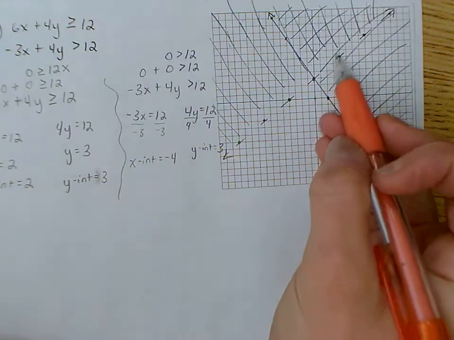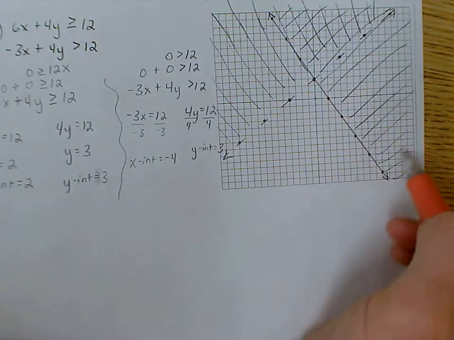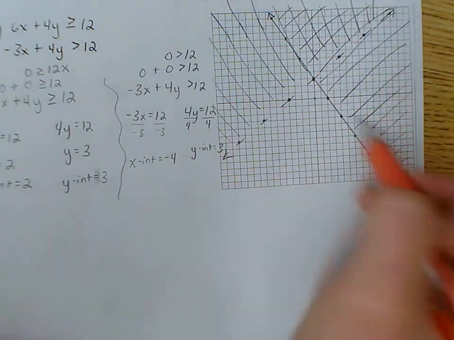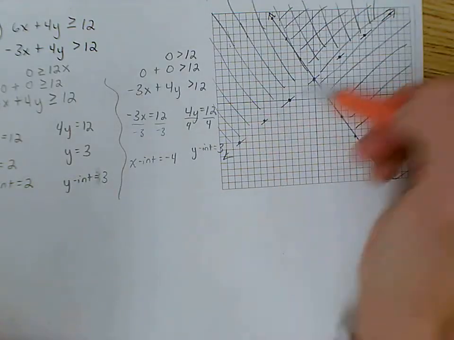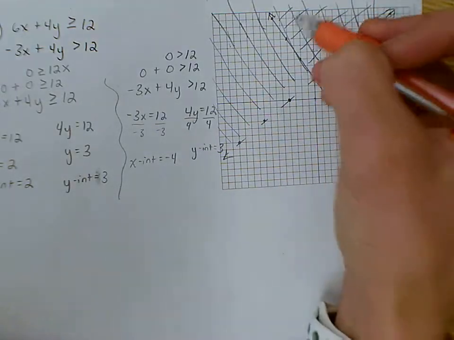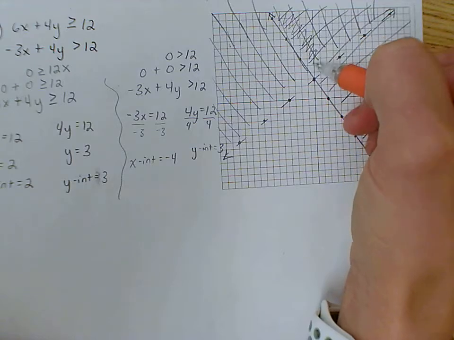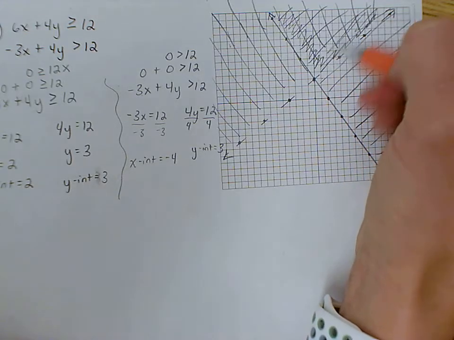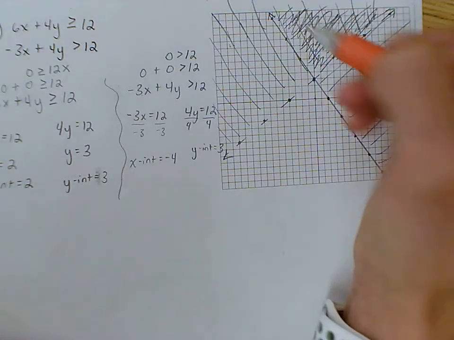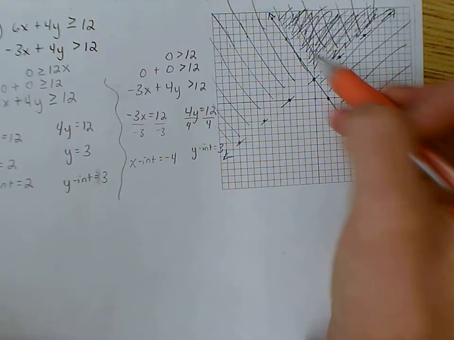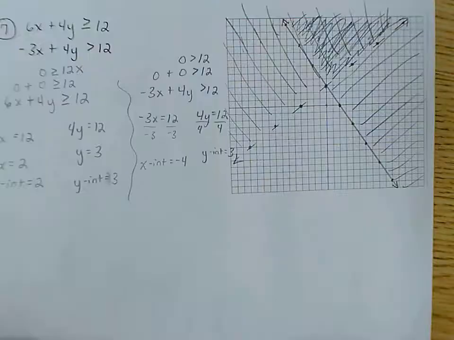And then these are the answers for the first equation. These are all the answers that would work in the second one. Where they overlap is the ones that would work in both of them. So all of these in this region would work in both of those equations. So any point in this region would be a solution to that system of equations.